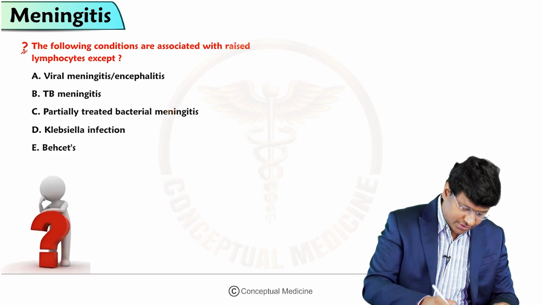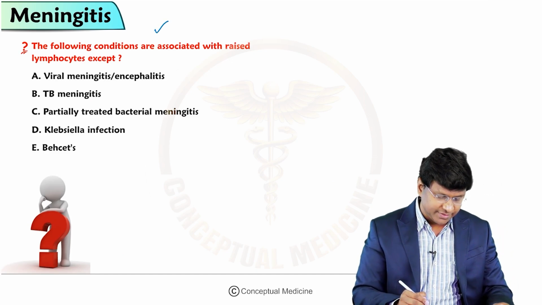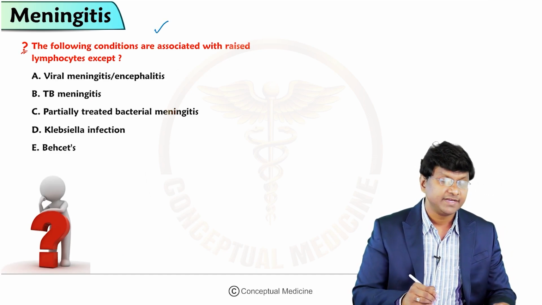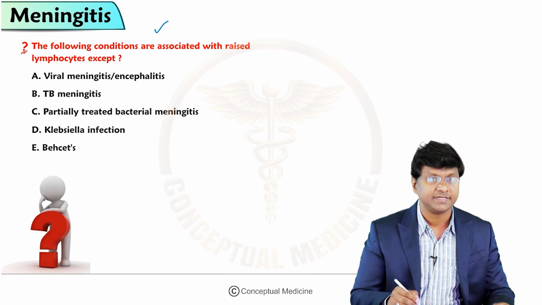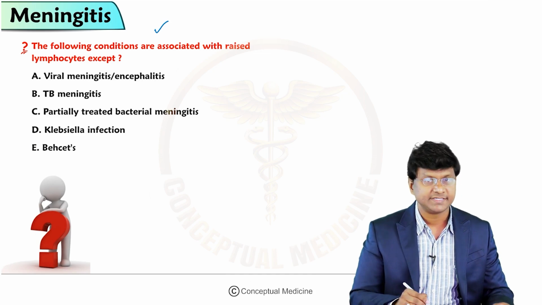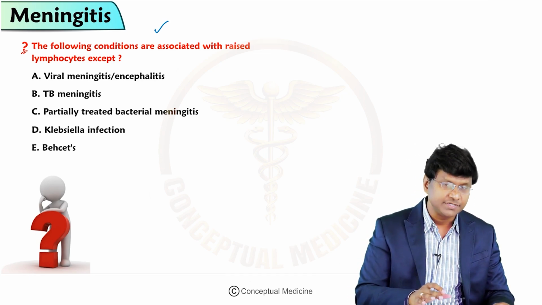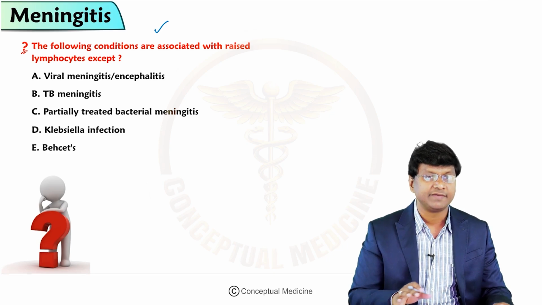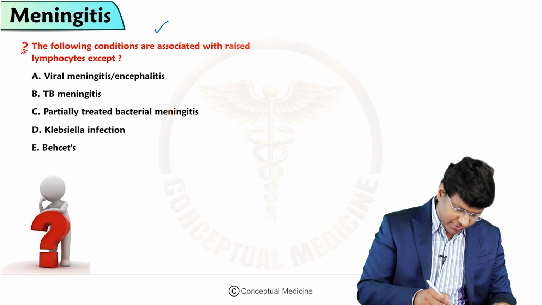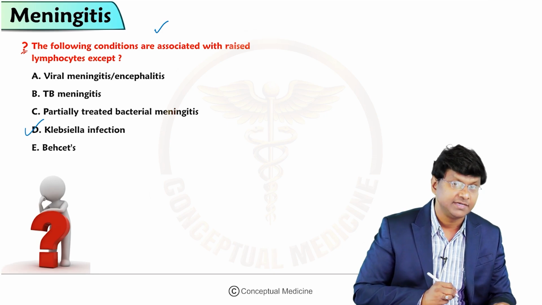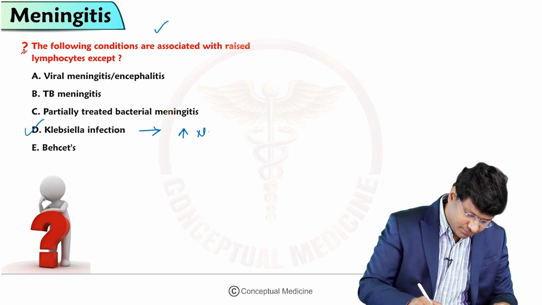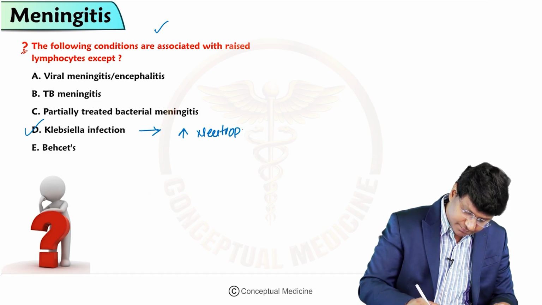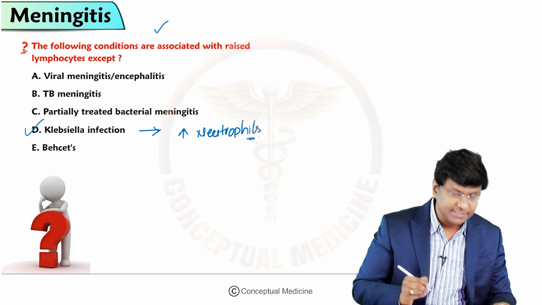So you see this question: the following conditions are associated with raised lymphocytes except viral meningitis or encephalitis, tubercular meningitis, partially treated bacterial meningitis, Klebsiella infection, Behçet's disease, right? That means the question is, in which of the following conditions you don't have an increase in the lymphocytes. Now, Klebsiella infection is a bacterial infection. So, in bacterial infection, you have an increase in the neutrophils, right, but not an increase in the lymphocytes.